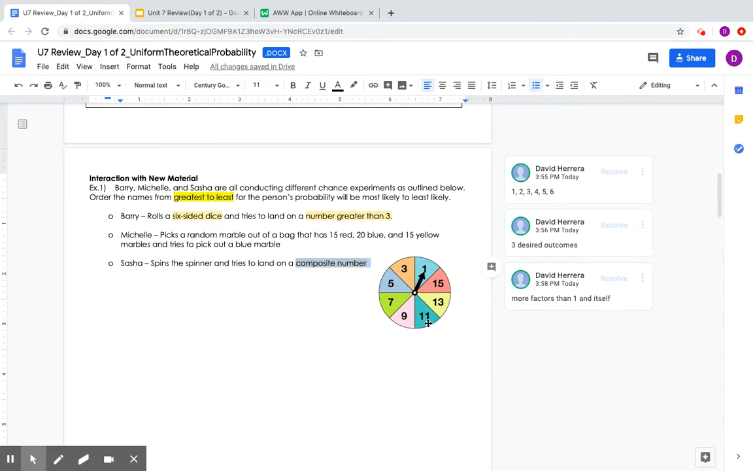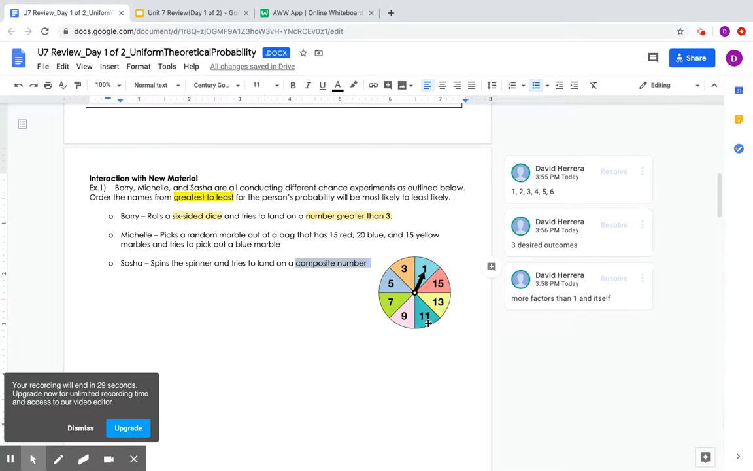Let me give you 5 seconds here, press pause if you need to. Do you think 11 is composite or prime? All right, and that one is going to be prime because it's only 1 times 11. And then 9 will be another example of a composite number because you could do 1 times 9 and 3 times 3. I'm going to pause this video and I want you to complete the probability for Sasha and Michelle.